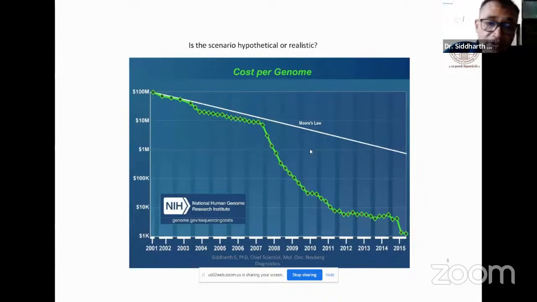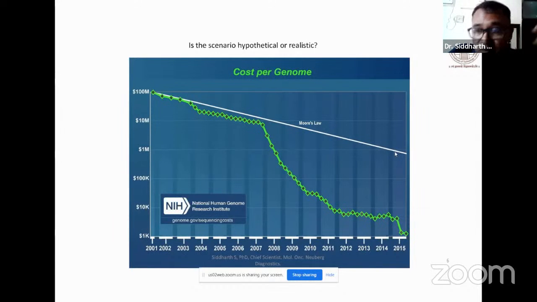Now, this is a very often quoted graph if you talk about genomics in medicine. This is the cost per genome sequence, which is in green, right? And it is compared with Moore's law. Moore's law basically explains how the computing revolution came. Every 2 years, the size of the chip reduces to half, whereas the processing power of that chip doubles, right, every 2 years.